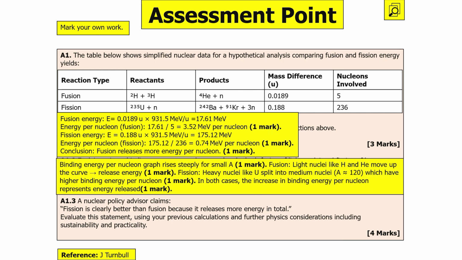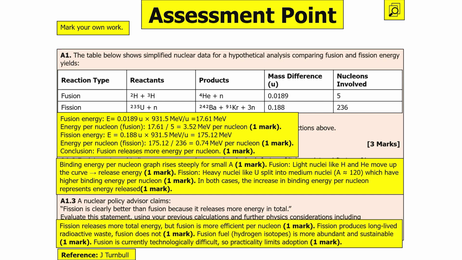So for fusion, light nuclei like hydrogen and helium move up the curve and release quite a lot of energy. For fission, heavy nuclei like uranium split into medium-sized nuclei which have a higher binding energy per nucleon. In both cases, the increase in binding energy per nucleon represents the energy released. Now fission will release more energy in total, but fusion is more efficient per nucleon.